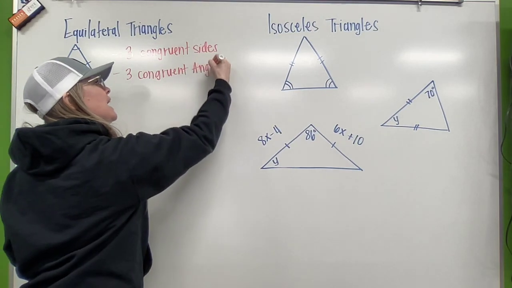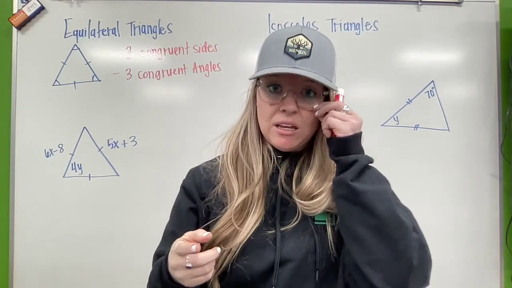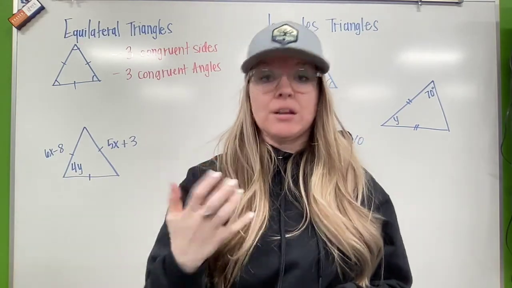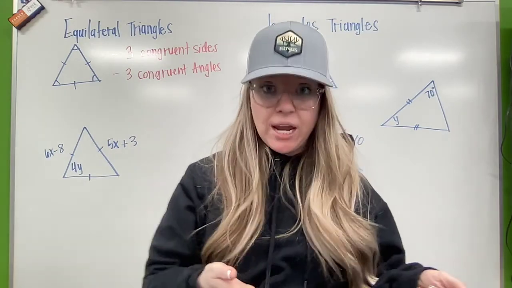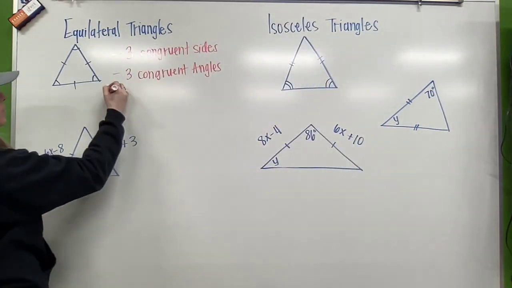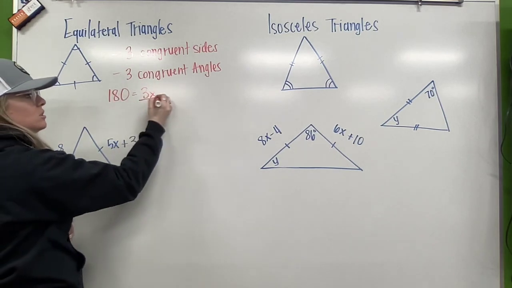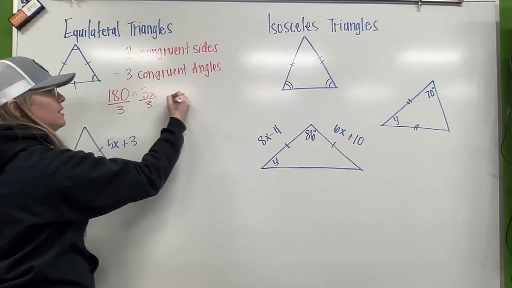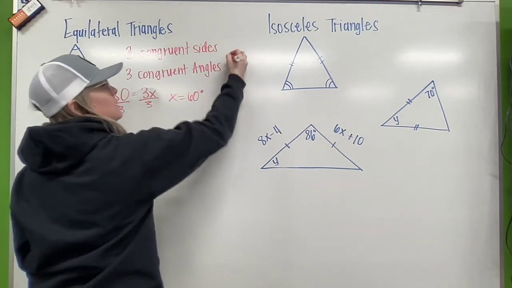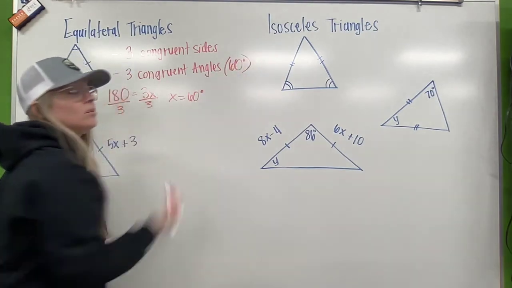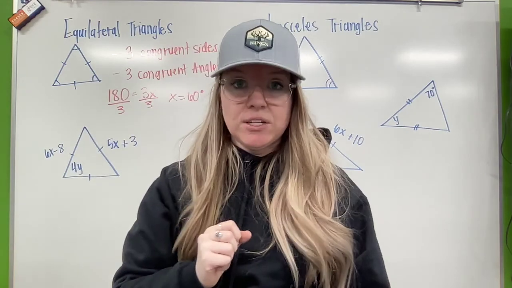If you remember from the last video, the interior angle sum of triangles is 180. So if all three angles are the same measure and they have to equal 180 degrees, what's the measure of each angle? So we know we have 180 and we have three of the same angle. If we divide that by 3, each angle is going to be 60 degrees, always. So if we have an equilateral triangle, all three angles will always equal 60 degrees individually.